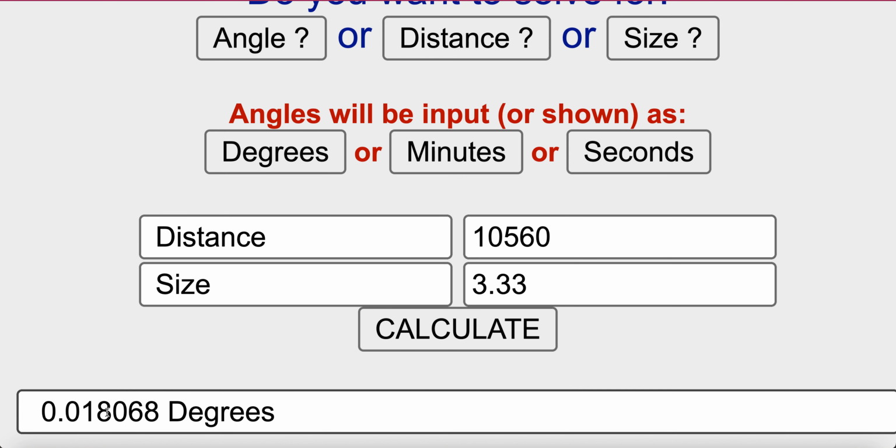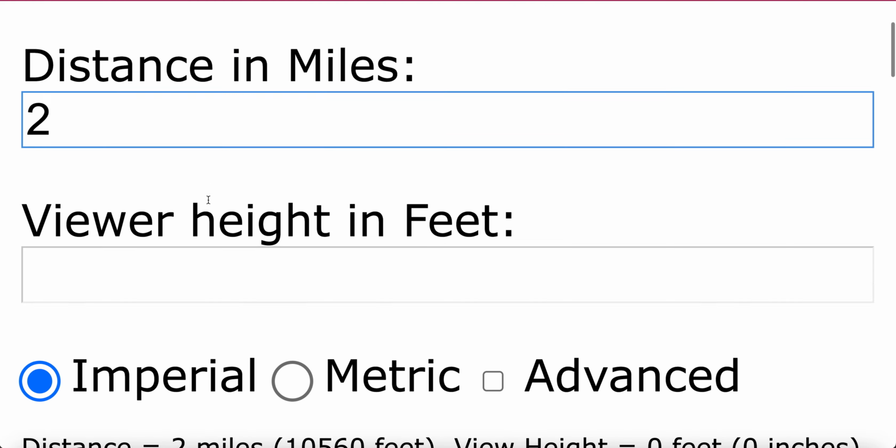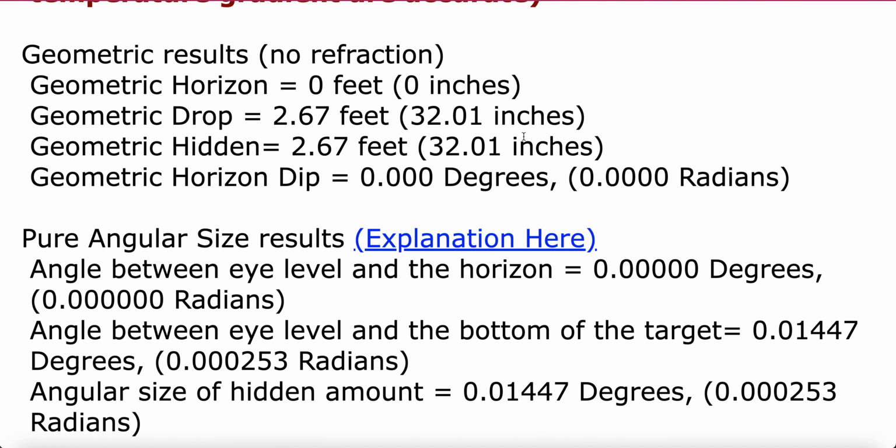0.018 degrees. That means it's beyond 0.02. And anything from 0.02 and lower is beyond the angular resolution limit of the human eye. So something is 6 foot high. If we take in Earth curvature and we take in angular size change perspective, right? Then there'll be 32 inches hidden at 2 miles away, right? That's right. For 2 miles will be 32 inches of geometric hidden.